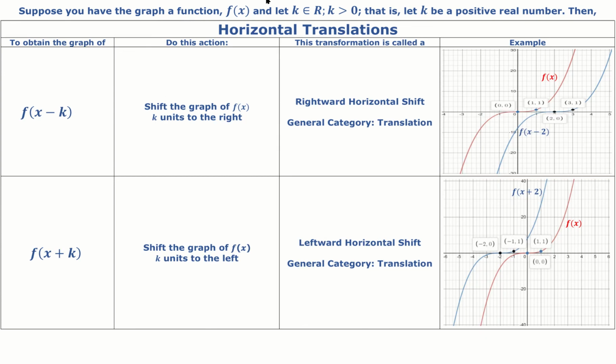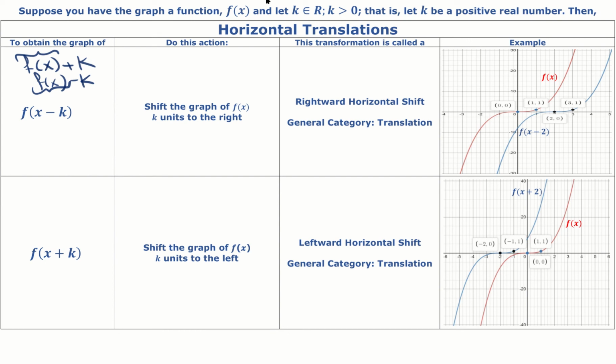We can also do horizontal translations. Notice that for vertical translations, the change occurred at the y level, the f of x level, but the change for horizontal translations is going to happen at the x level. So what we do is, instead of what we did in the previous case, f of x plus k and f of x minus k, where we're bringing the change to the entire f of x or y, in this one, notice we're changing x to x minus k.